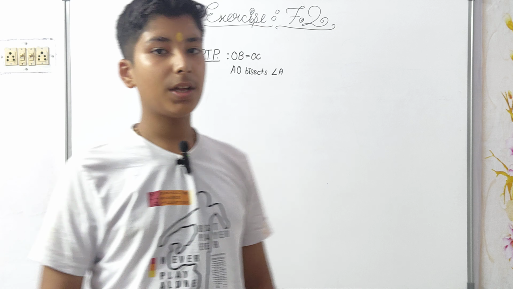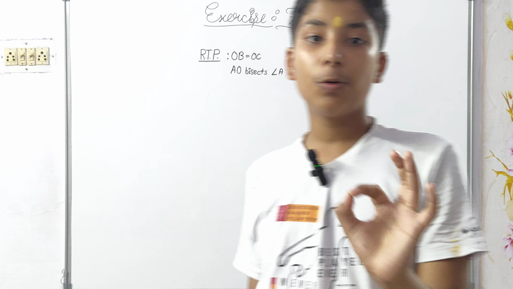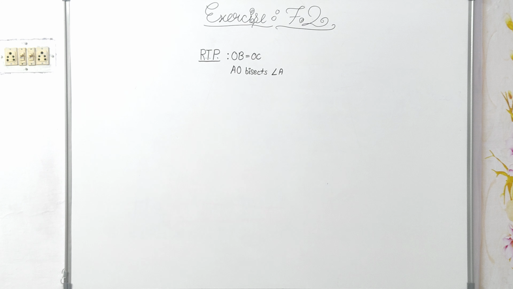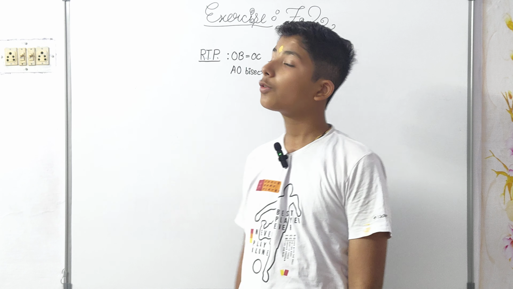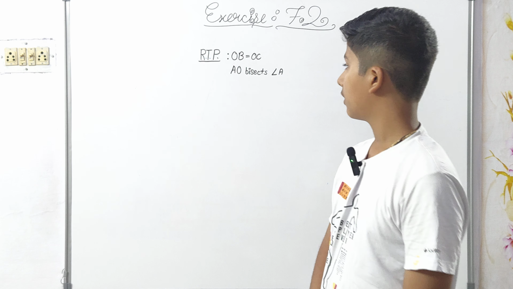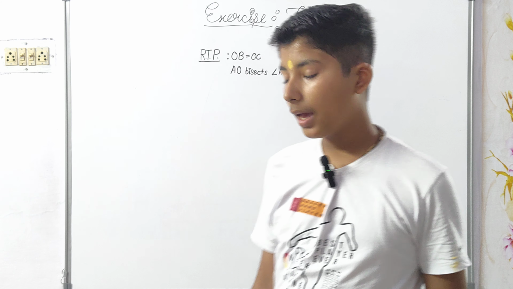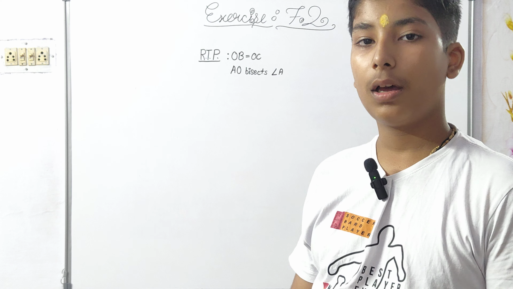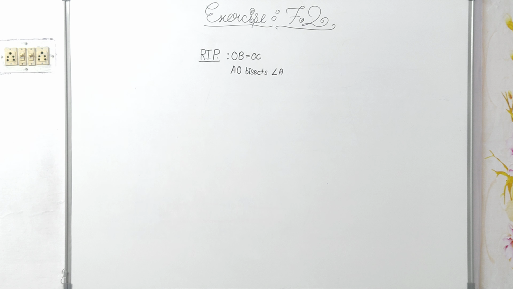So in the previous video I did exercise 7.1, and that too was done in a total of 3 parts. This exercise has a total of 8 questions, so it will also be done in 3 videos. This is the first part. This is the first question and there is no figure drawn, as in the question also there is no figure, but we have to draw the figure ourselves. So let's see.